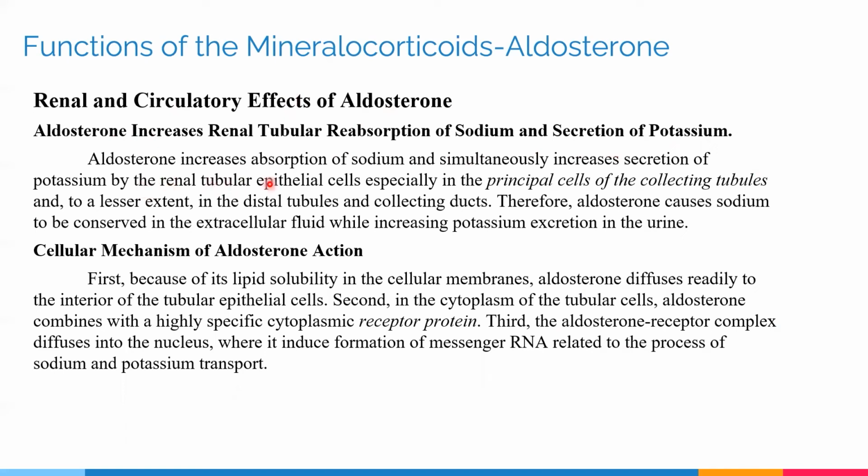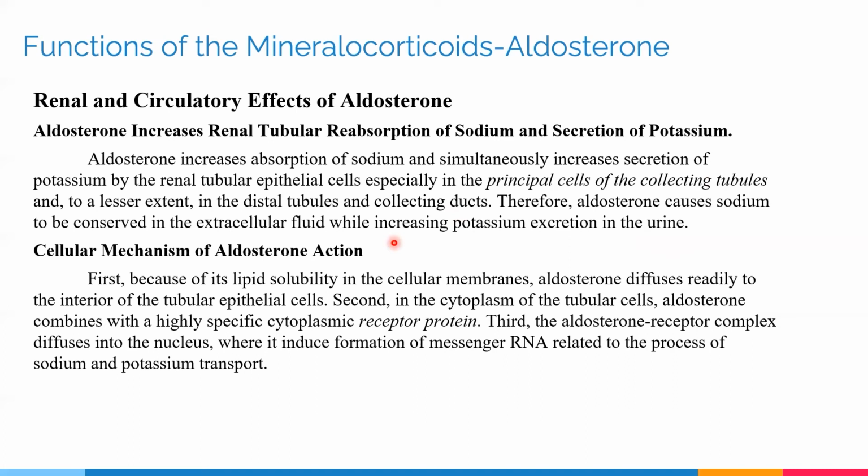Aldosterone increases absorption of sodium and simultaneously increases secretion of potassium by the renal tubular epithelial cells, especially in the principal cells of the collecting tubules, and to a lesser extent in the distal tubules and the collecting ducts. Therefore, aldosterone causes sodium to be conserved in the extracellular fluid while increasing potassium excretion in the urine.